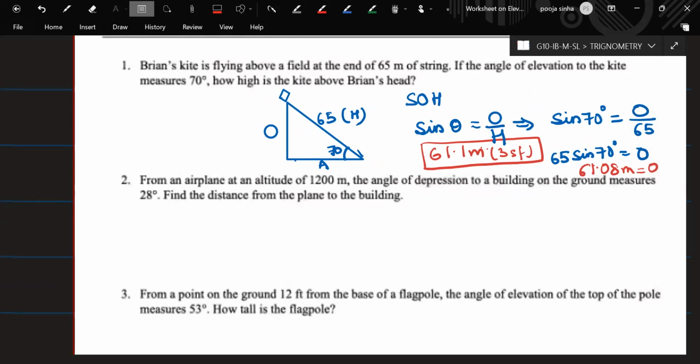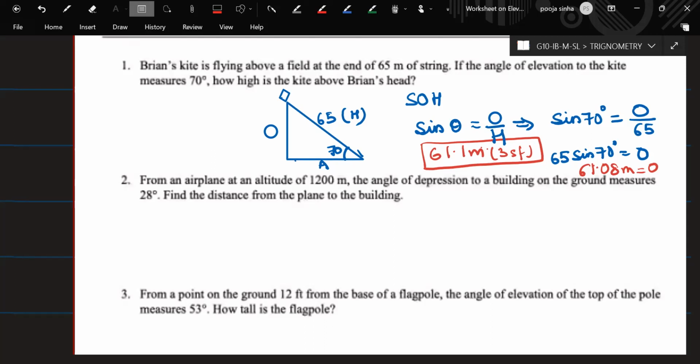I'm just copying this question. I want one of you to read the next one. From an airplane at an altitude of 1,200 meters, the angle of depression to a building on the ground measures 28 degrees. Find the distance from the plane to the building. Before you solve it, I want Arushi to annotate on my screen.